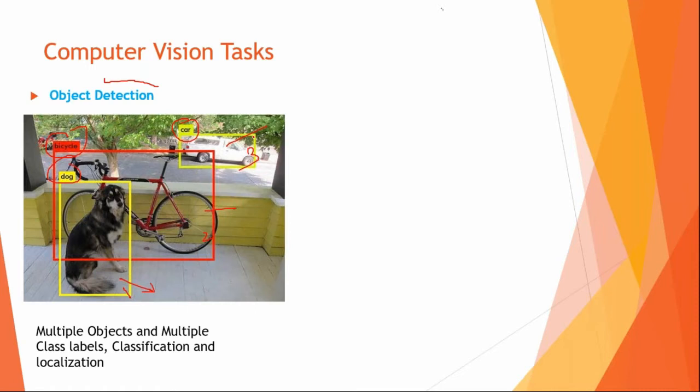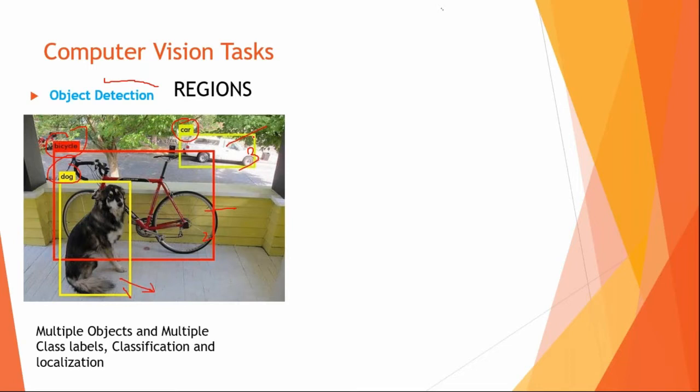But if you look closely among these 3 tasks, what you can understand here is that these tasks work on regions. They are region based. You don't go deeper inside and say which particular pixel belongs to a car or a dog or a bicycle.